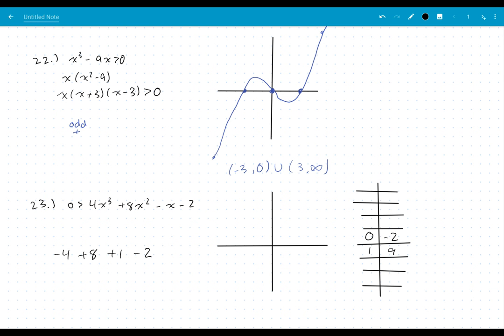That is 4 times... let's see, 4 minus, it's going to be 4 plus 1 is 5, minus 2 is 3. So there's a 3 there. So we know that there's a 0 between 0 and -1. Okay. And we only have 2 zeros in a cubic function, right?